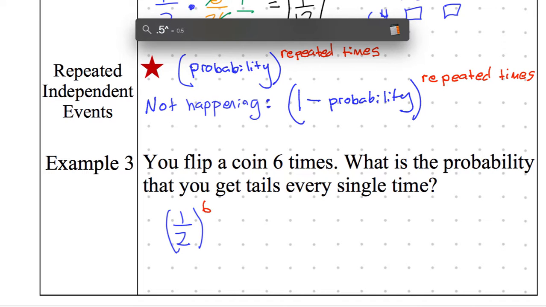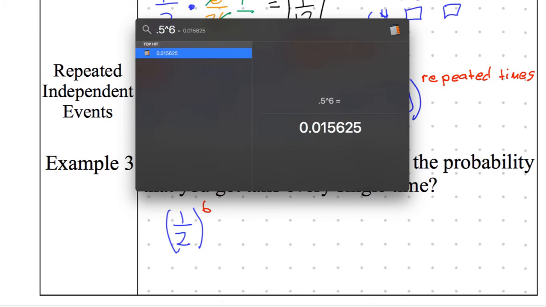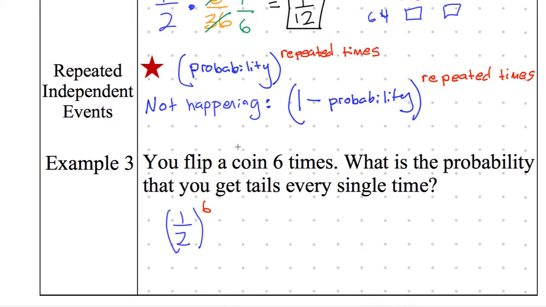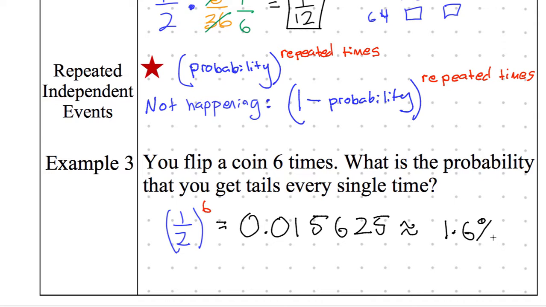0.5 to the power of 6 is 0.015625, which is approximately 1.6%. So you have a 1.6% chance of flipping a coin 6 times and getting heads or tails, I guess, whatever you choose, every single time. So if you choose tails, it's that percent chance, 1.6.